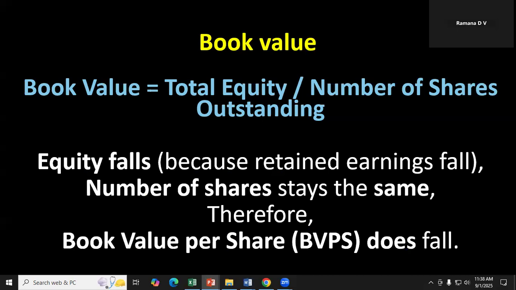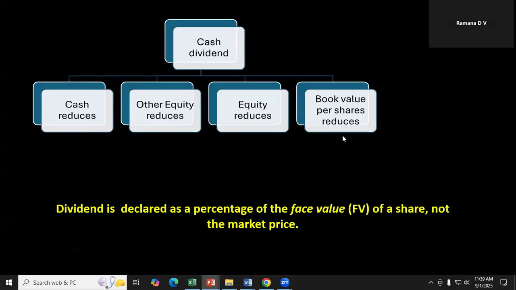So what is this book value? Book value is the total equity divided by the number of shares. And the total equity is the capital plus other equity. Other equity includes the reserves and retained profits. So the equity falls because the retained earnings fall. The number of shares stays the same. Therefore, the book value per share falls. That is why we say book value per share falls.